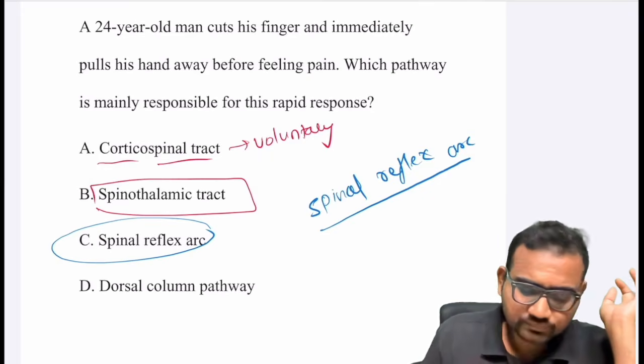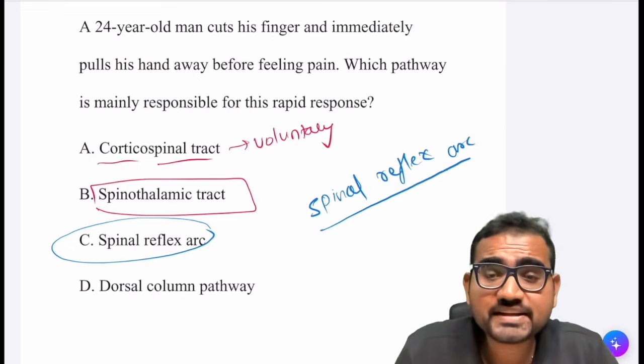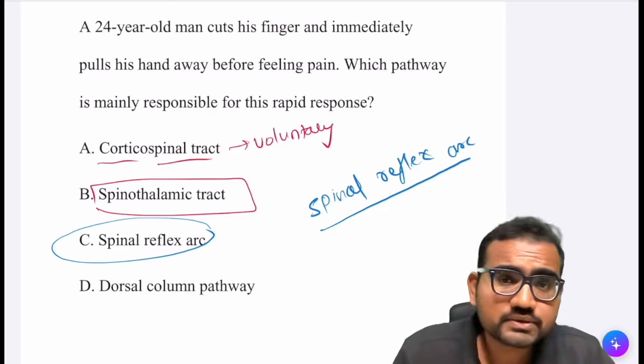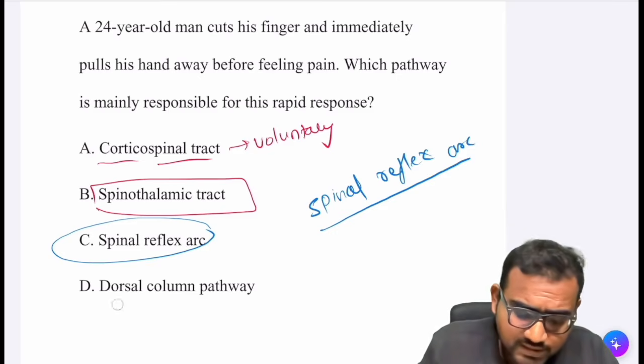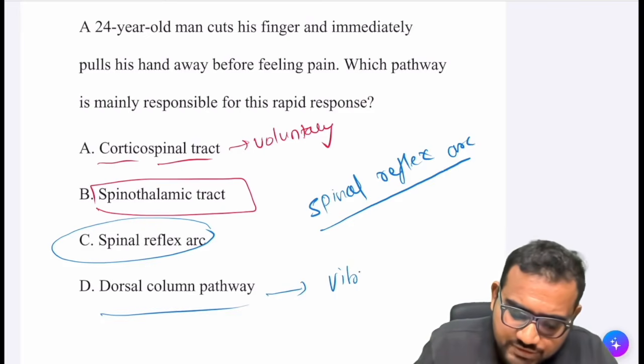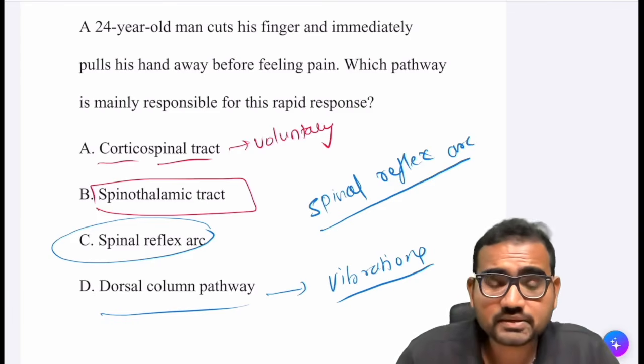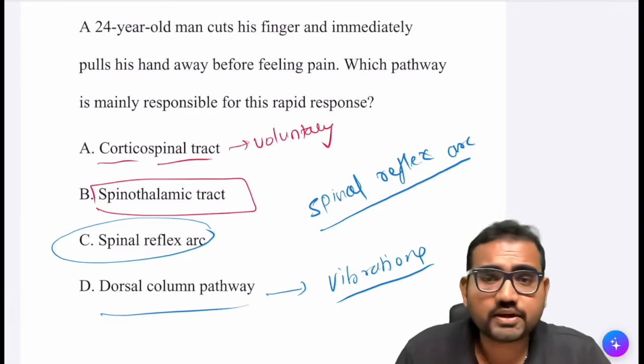Spinothalamic tract. Spinothalamic tract carries the pain, temperature, and touch to the brain. Okay, and the dorsal column pathway carries the vibrations. So this is how the various tracts perceive the sensory information.